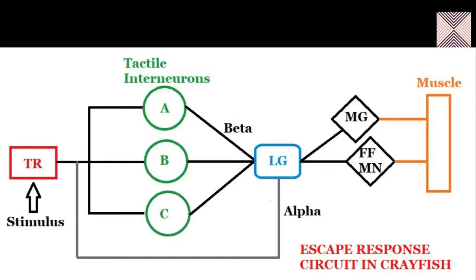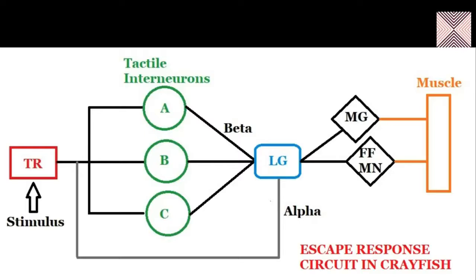So the impulse is now in the interneurons, or the tactile receptor can give a direct impulse to the lateral giant fiber. So here it has been written as LG. So there can be different types of motor neurons for the impulse traveling. So the alpha motor neurons are giving a direct connection in between the TR and the LG, whereas the beta motor neurons are present in between the A, B and C interneurons and the LG. So it has been written in the diagram itself.